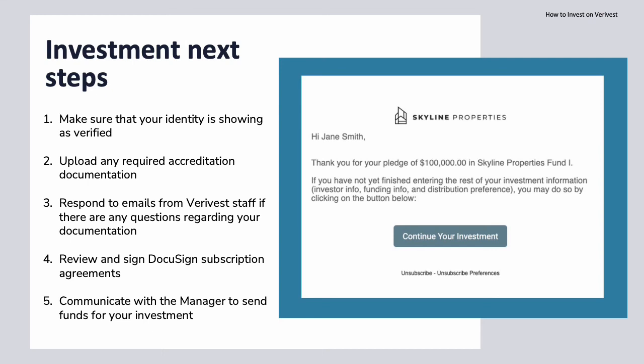Once you've completed your investment pledge and have generated your subscription documents, you can move the process along by doing the following. Make sure that your identity is showing as verified. If you did not upload any required accreditation documentation when making your initial pledge, you will likely receive a communication from the Verivest Investor Relations team asking for your accreditation documentation. Please respond in a timely manner. Please also review and sign your DocuSign and subscription agreement. Finally, communicate directly with the manager to send funds for your investment.